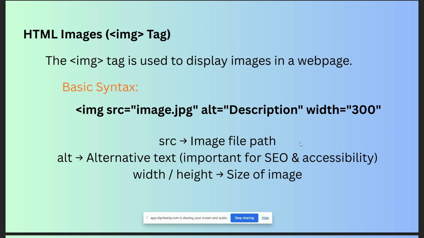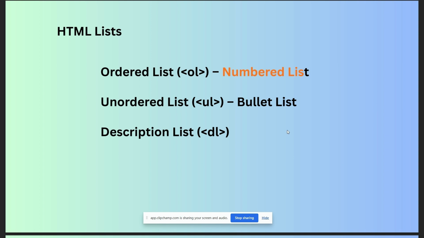Then we move to the list. We have three types of list: ordered list, that is a number list. If we use the ol tag for an ordered list, then inside, the list items will show 1, 2, 3 like that, in order. Unordered list, we use the ul tag. Inside that it will be in bullet style, there is no number.